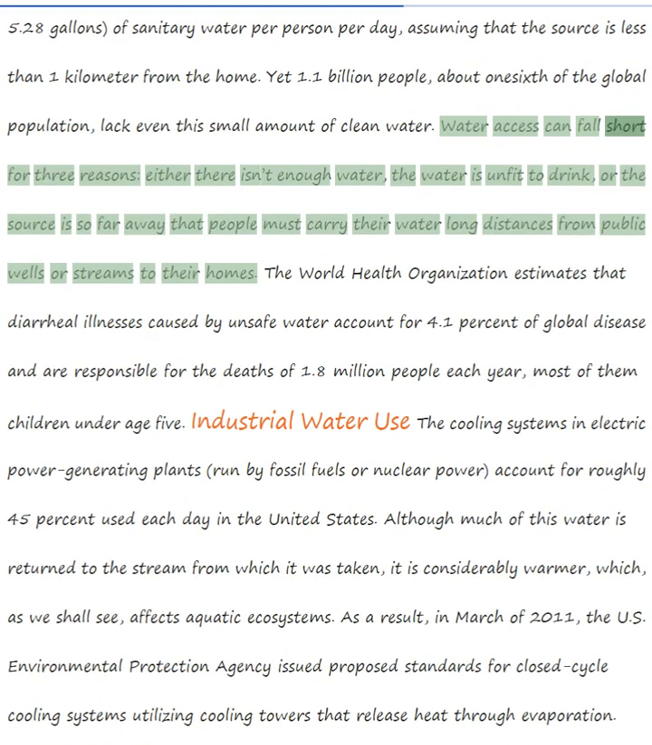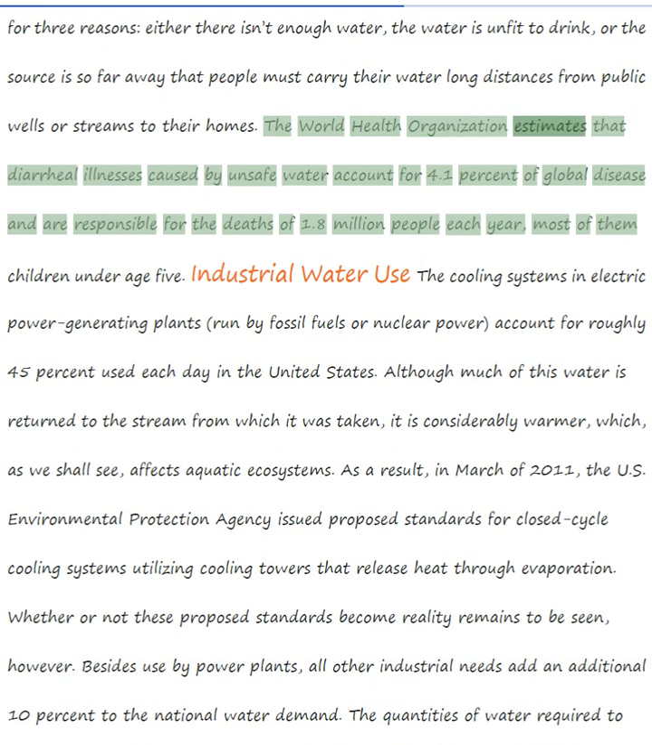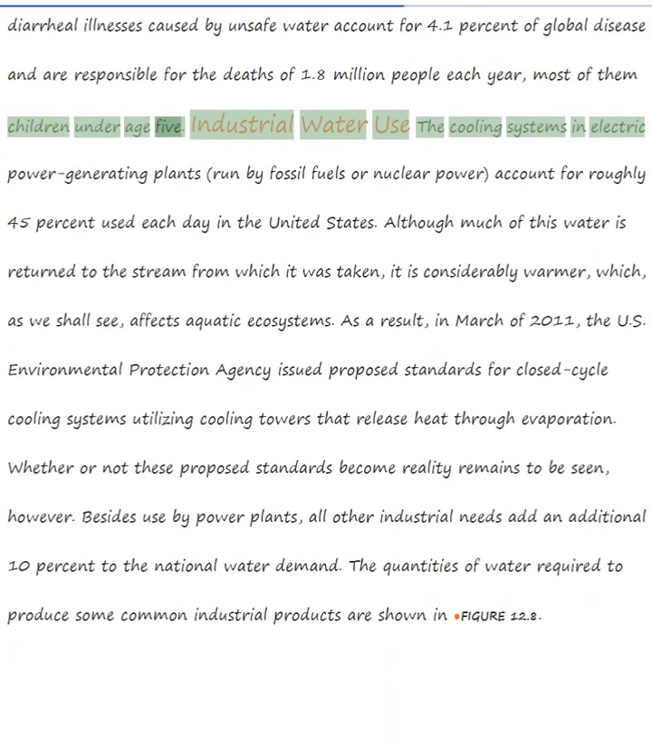Water access can fall short for three reasons: either there isn't enough water, the water is unfit to drink, or the source is so far away that people must carry their water long distances from public wells or streams to their homes. The World Health Organization estimates that diarrheal illnesses caused by unsafe water account for 4.1% of global disease and are responsible for the deaths of 1.8 million people each year, most of them children under age 5.